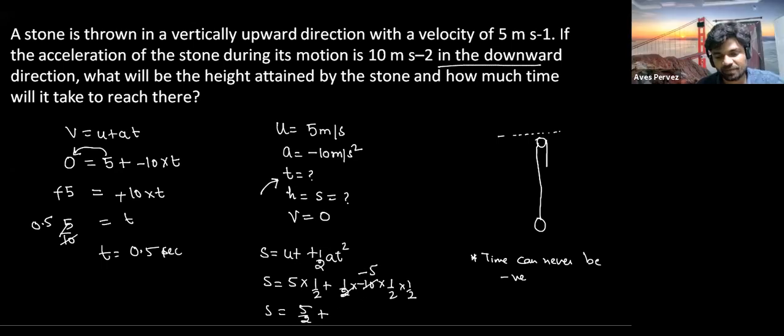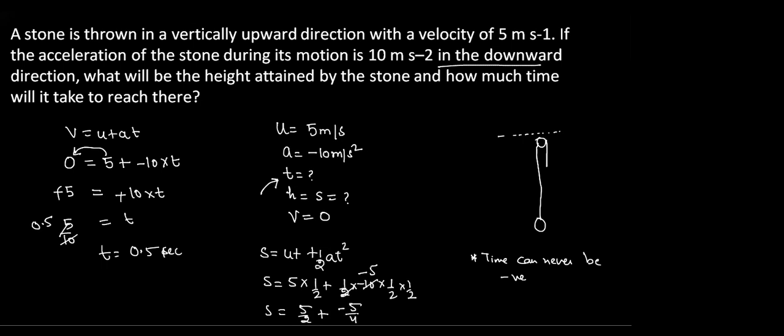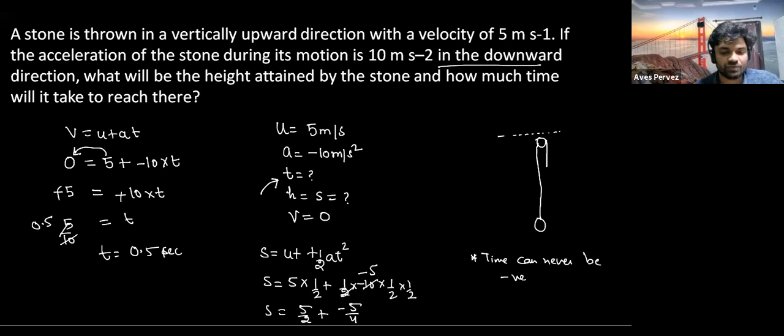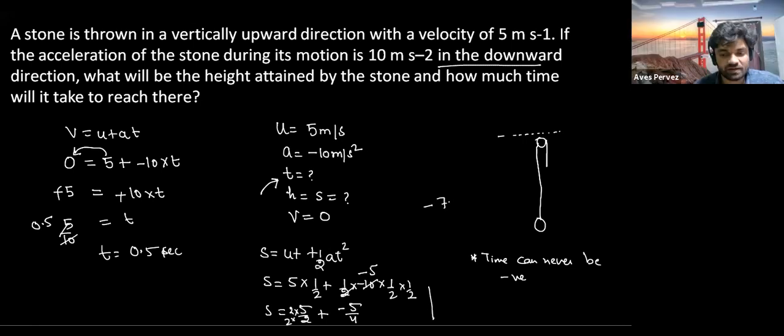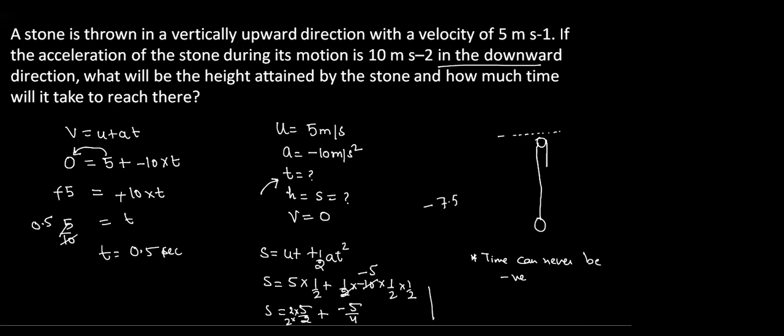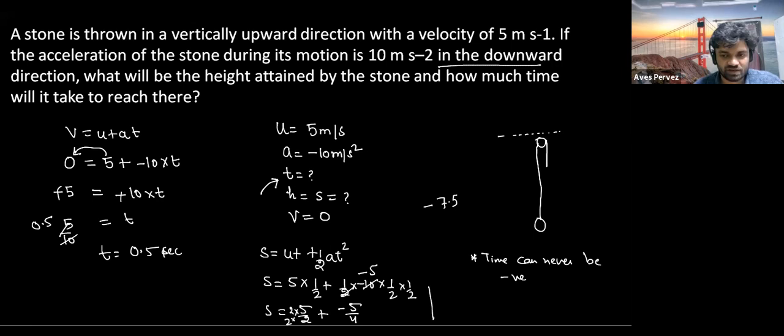How much will it be? Minus 5 by minus 7.5, minus 5/4. You have to multiply it by 2. Your answer is minus 7.5. Let me check. It should not be negative. It should not be negative. Let me check.